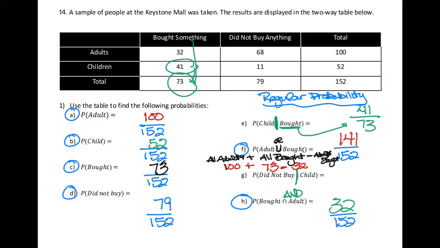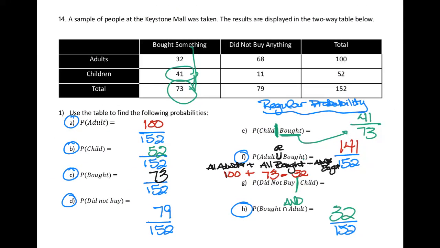All right. And last one, letter G. Again, this is conditional. It has that vertical line. That means our denominator is not the total of the entire table. Our denominator this time is given that they are a child. So they have to be a child. So the total for children, we said, is 52. So 52 is your new denominator.